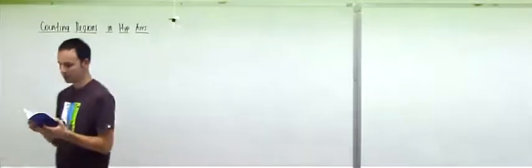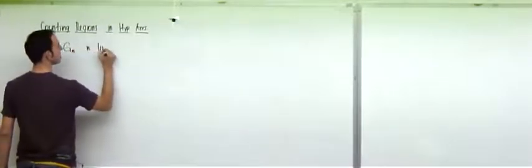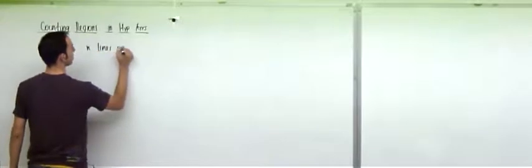Well, today they're not going to be so arbitrary. And I'm going to start with an example. Let's consider the arrangement Gn, where you have n lines in the plane in general position.